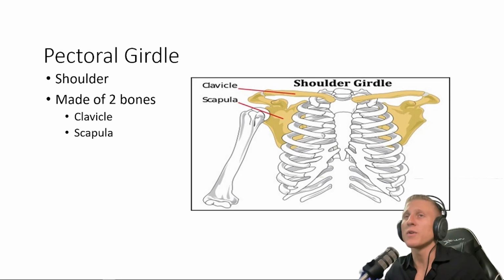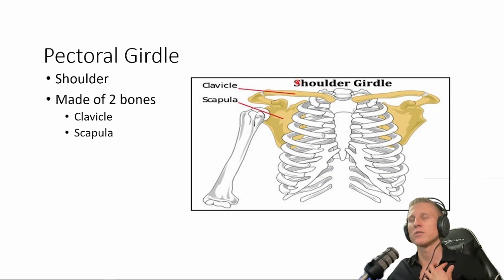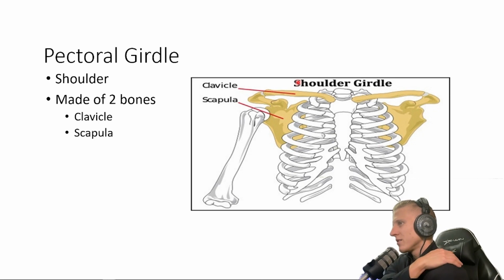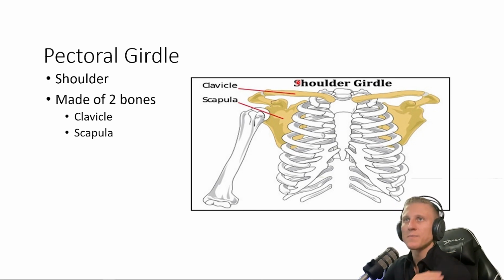So to start things off, we have the pectoral girdle. Okay, it's your shoulder for all intents and purposes. It is composed simply of two different bones. We have the clavicle, which you can palpate right here across the top of your chest. And then we have the scapula, or your shoulder blade, as you may commonly refer to it.